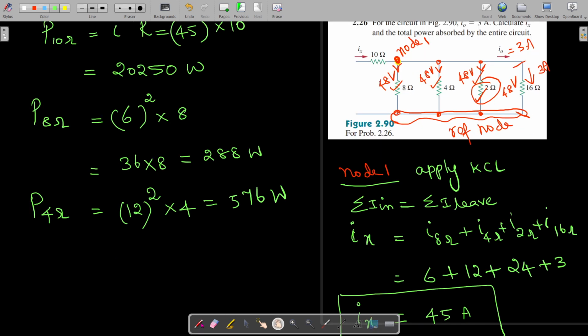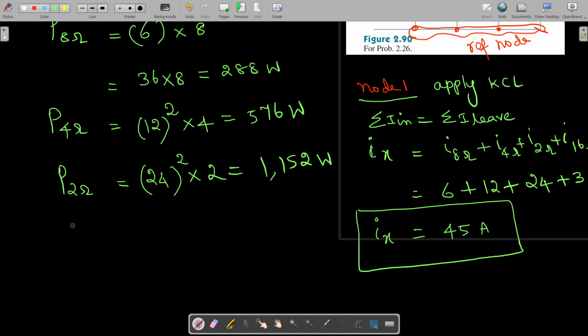watts. Then the next calculation to be done is the power absorbed by the 2 ohm resistance. The current flowing through that 2 ohm resistance is 24 amps. So it is 24 square. This we have calculated here, isn't it? So 24 square into 2. That is 576 into 2. So it is 1152 watts.